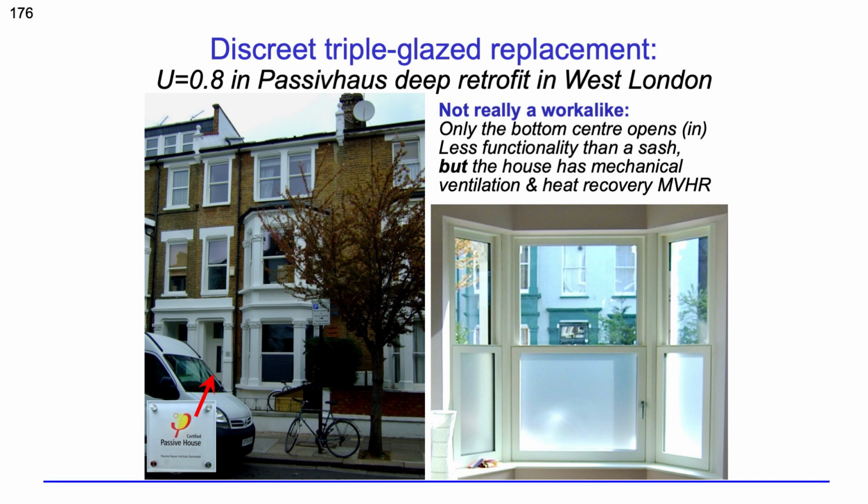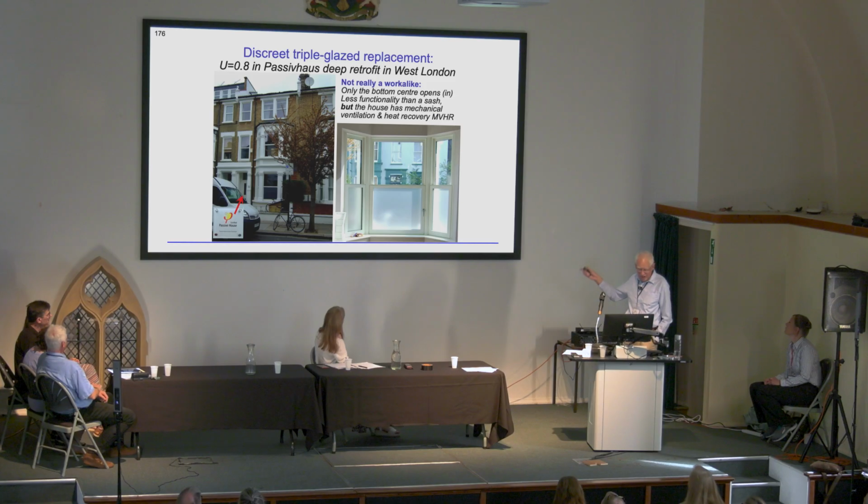And you can't tell the difference from the outside, but you can tell the difference from the inside, because instead of having 6 ways of opening the window, you've only got one, and you can only either tilt it in or turn it in. But it's got mechanical ventilation and heat recovery. But I hear they were thinking of doing a bit more because it gets a bit hot in the summer now.